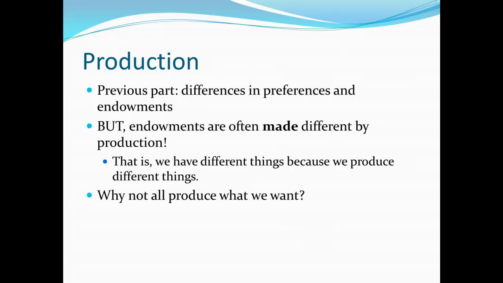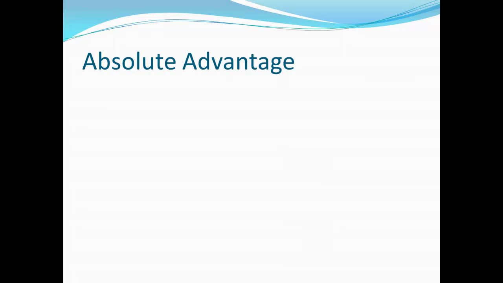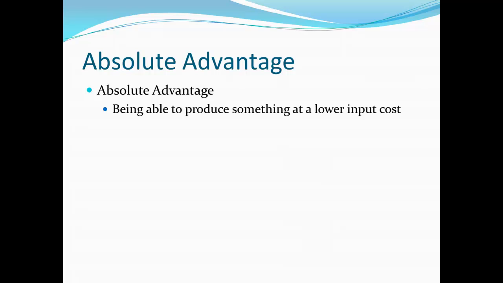This raises the question then, why don't we all just produce what we want, making trade totally irrelevant and unnecessary? Which is a fair question. That's the question that comparative advantage is going to answer for us. But first, let's talk about absolute advantage. Absolute advantage is defined as being able to produce something at a lower input cost.